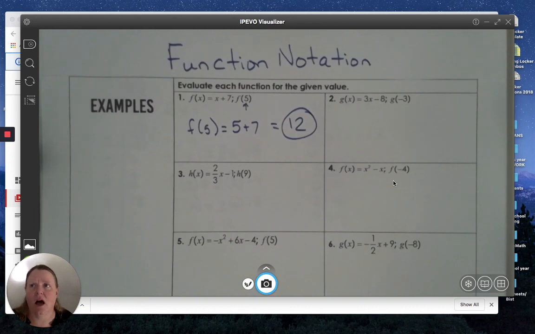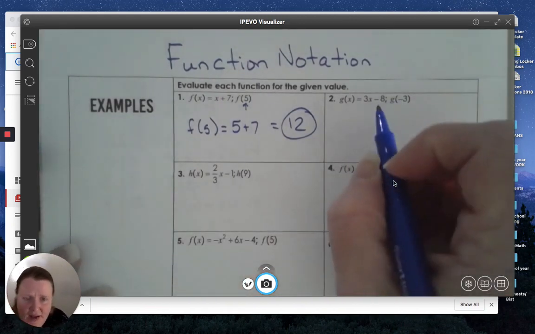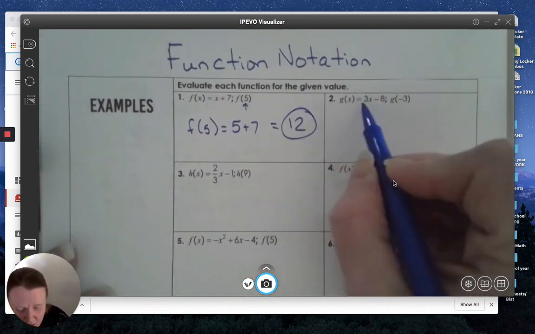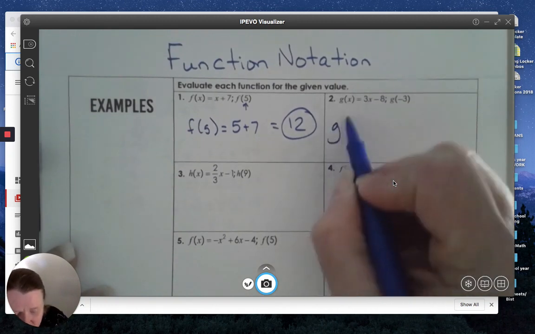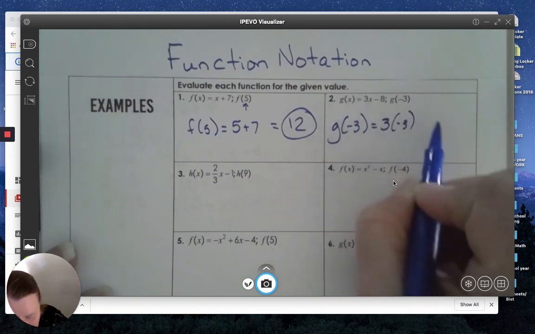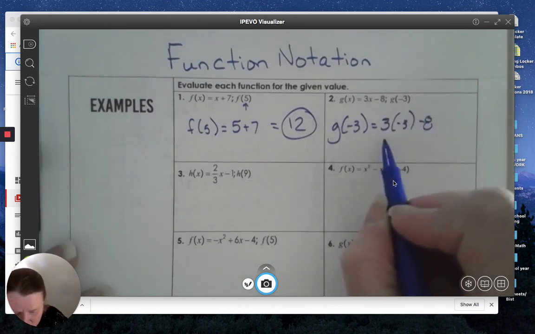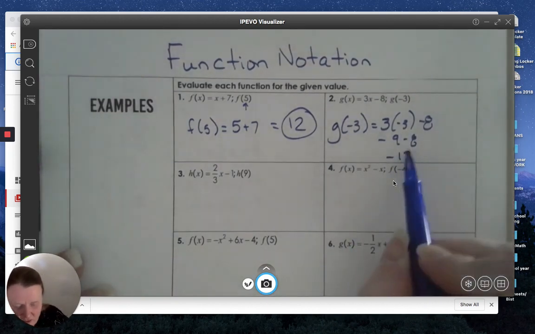It's just a different way to write the same things that we have been using. And it has some applications out in the real world where this might be a little bit easier for a computer to read than having multiple variables. So again, this would be where I would substitute in this case a -3. So g of -3 is equal to 3 times -3 minus 8. And then we just work out the answer, which gives me -17 as our final answer.